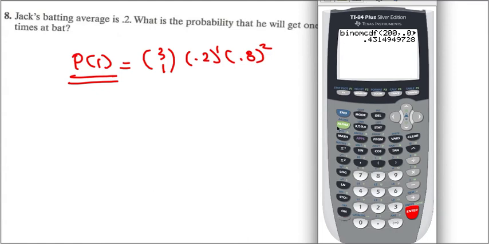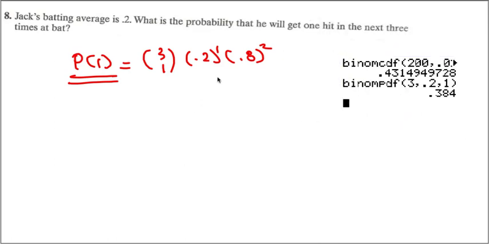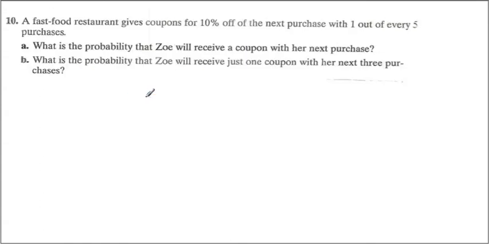Or we can use the calculator once again. This time we have to use the binomial PDF, which is alpha A, because what PDF does is that it gets the probability for each condition. So here, out of 3, his success ratio is 0.2, and he just wants to get 1 hit. Close it up. The probability of that happening is 0.384. That becomes our answer.